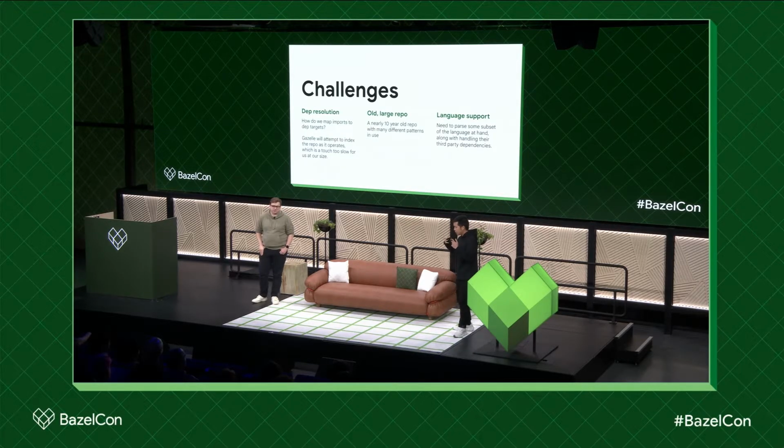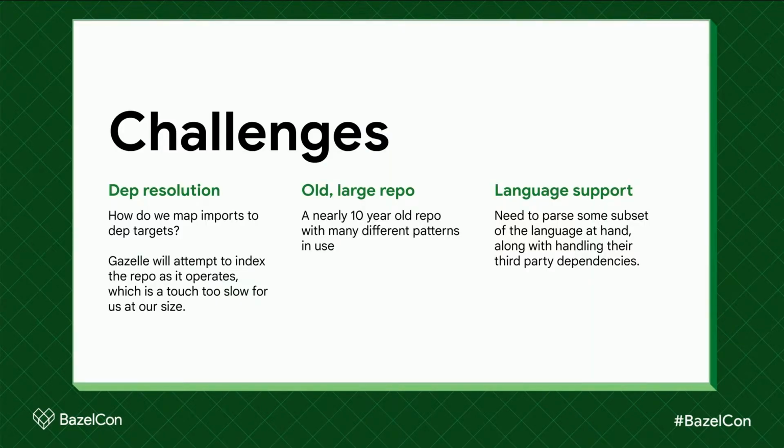The way we thought about it was how do we map imports, which are basically incoming dependency edges for your code, to dependency targets. If I say import guava dot, I don't know, a class like ListenableFuture or something, how do I know for sure where that came from? And how does Gazelle know that? And how does it fill in the dependencies for the build files?